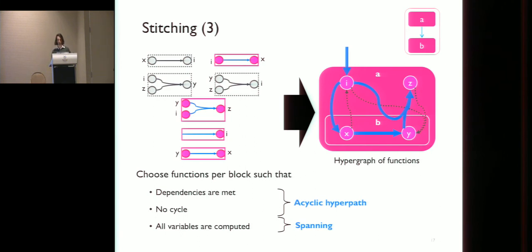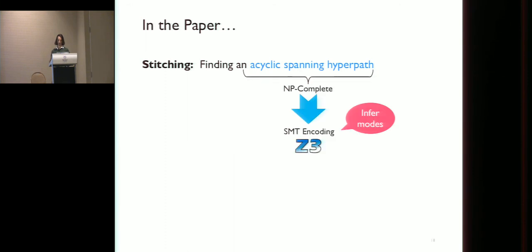The question is, how do we compute it? Well, that's sort of where you have to go in the paper to get all the details. But in a nutshell, finding an acyclic spanning hyperpath in a hypertree is an NP-complete problem. So we can reduce it to an SMT constraint. We can encode it as an SMT constraint, feed that into Z3, right? And the key insight here is that the SMT encoding is actually going to infer the mode for all the variables.